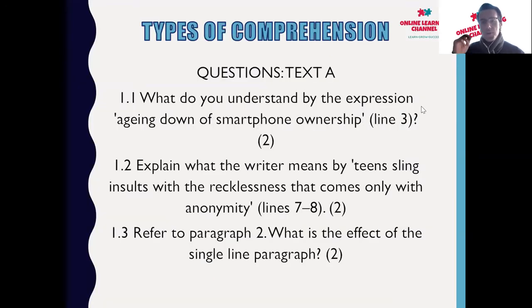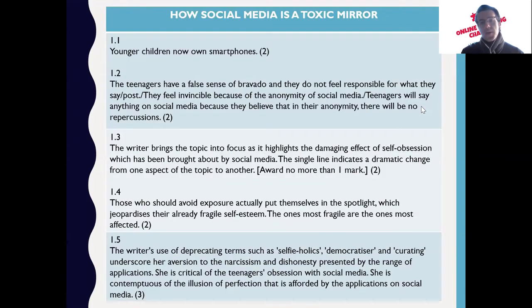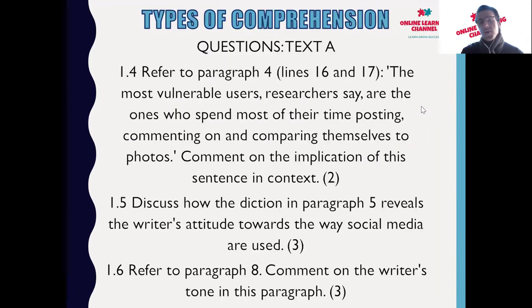Okay, so now the questions that are asked of us in reference to text A. The first question is asking, what do you understand by the expression aging down of smartphone ownership? Okay, so younger children now own smartphones. That's the reality of the matter. Children are now getting access to smartphones at an earlier and earlier age, and this is what typically refers to the aging down of smartphone ownership.